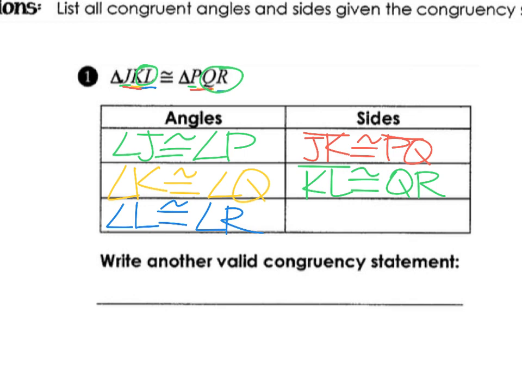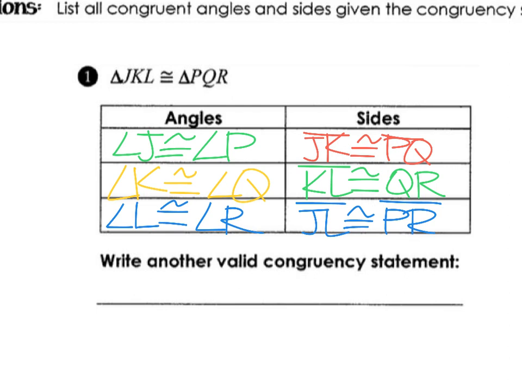And then if we want the first and third, so JL and PR. So JL is congruent to PR because that's the first and third. All right, and then if we wanted to write another valid congruency statement, I'm going to erase this up here so we can see this a little clearer.